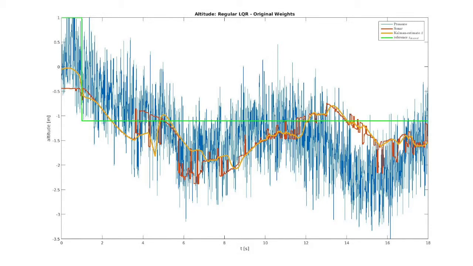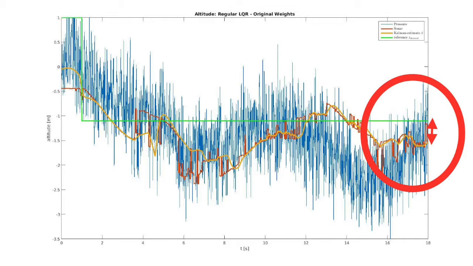Here's a graph of how high the quadcopter thought it was during that flight. The green is where it should be, and the yellow and orange are where it thinks it is. Even at the end, when it looked pretty stable, it was still over 40 centimeters higher than it was supposed to be.